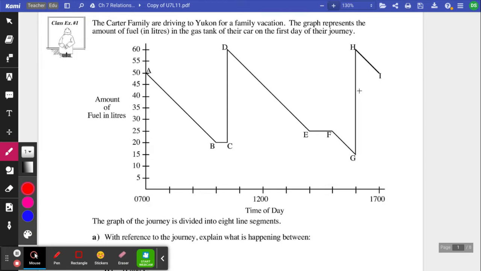With reference to the journey, explain what is happening between A and B. They're driving. Write it down: driving. Okay, so they're traveling down the road.